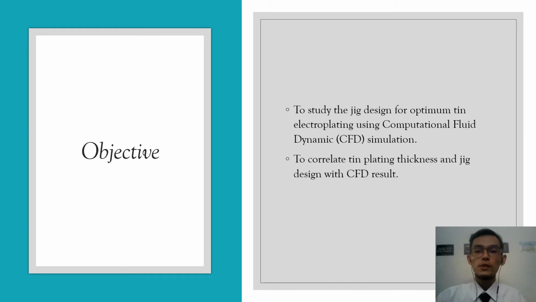The objective of this project is to study the jig design for optimum thin electroplating using computational fluid dynamic, which is CFD simulation. And the second one is to correlate thin plating thickness and jig design with the CFD result.